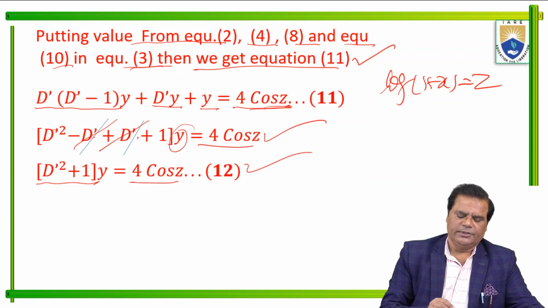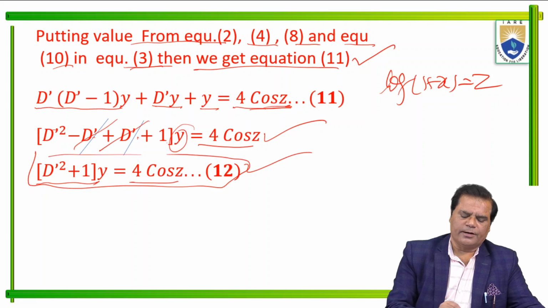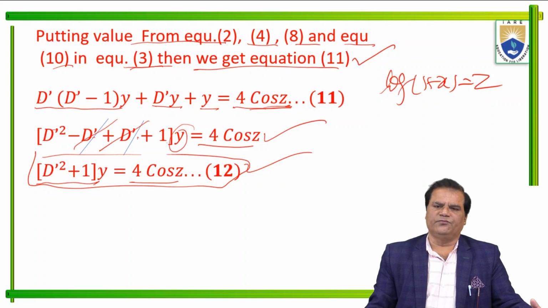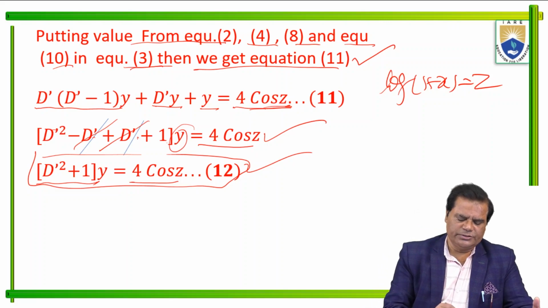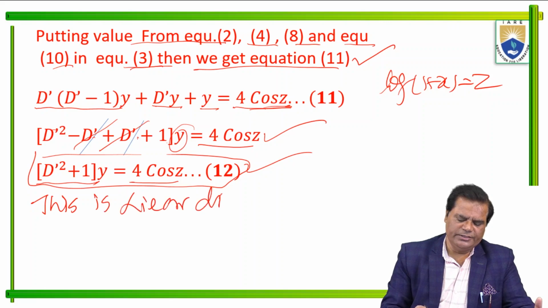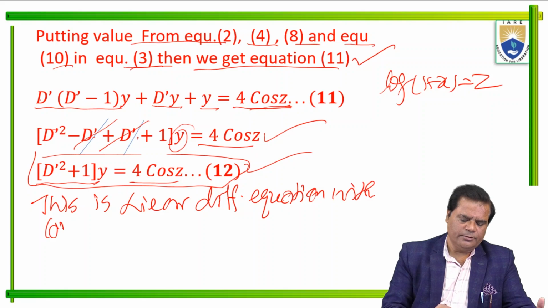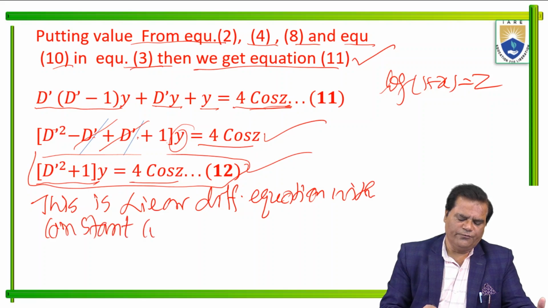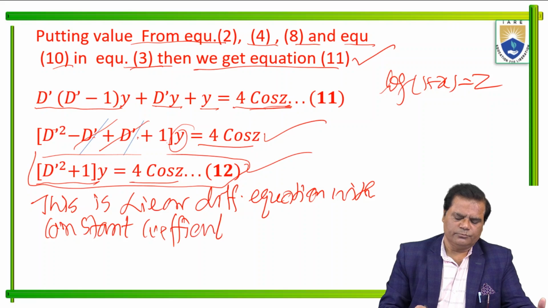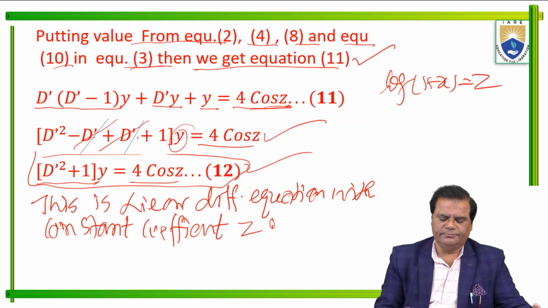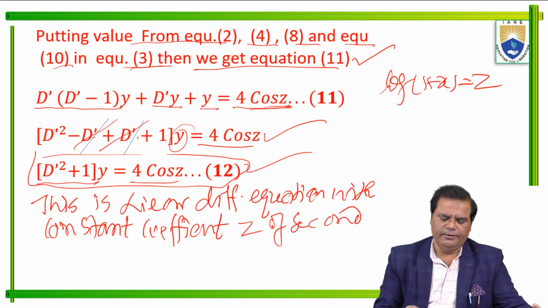This is equation 12. This equation 12 is converted into a linear differential equation with constant coefficients in the variable z. This is a linear differential equation with constant coefficients in z of second order.